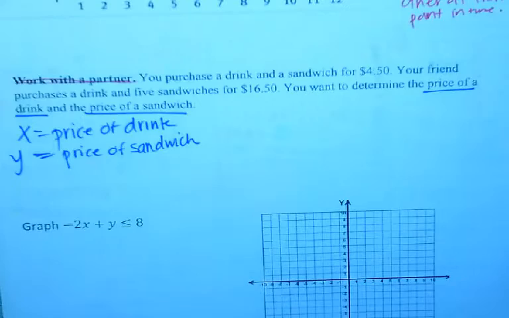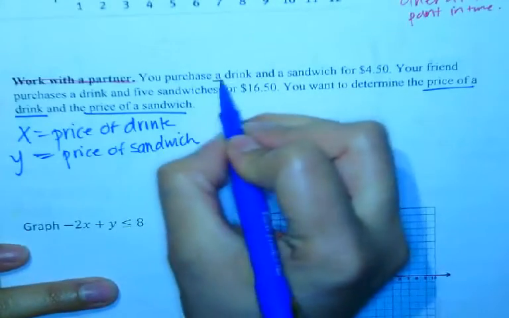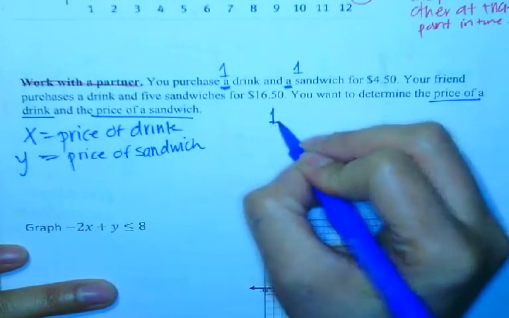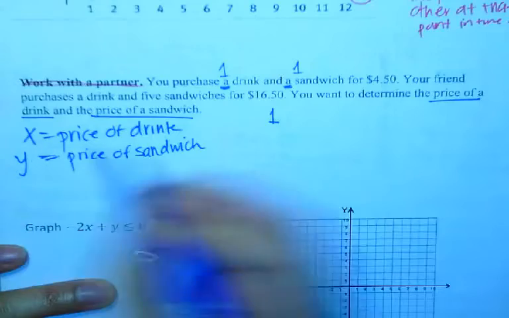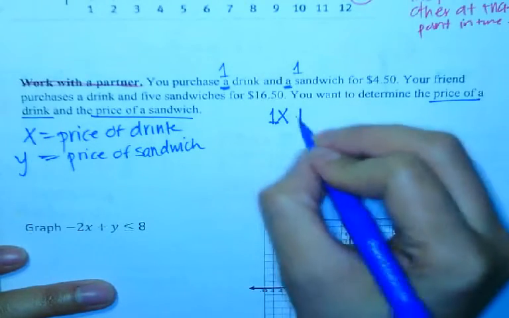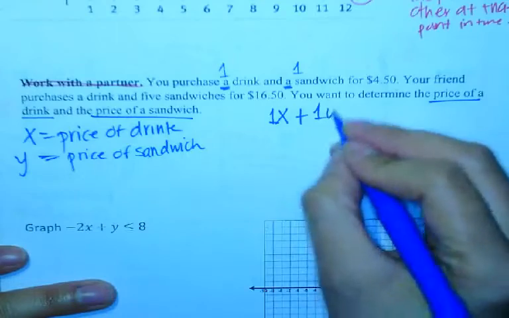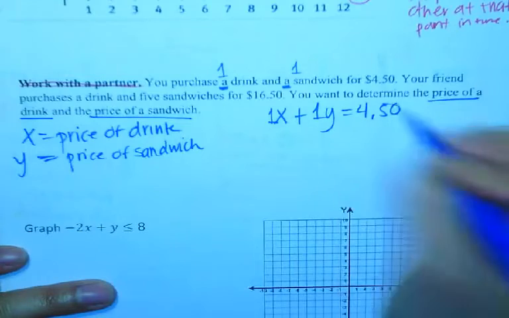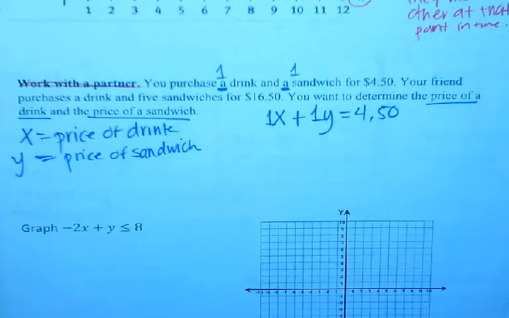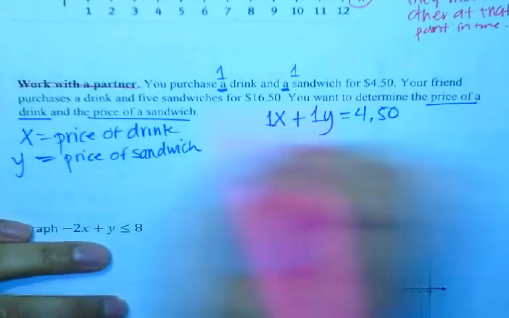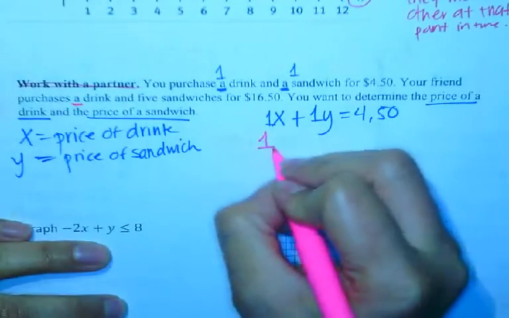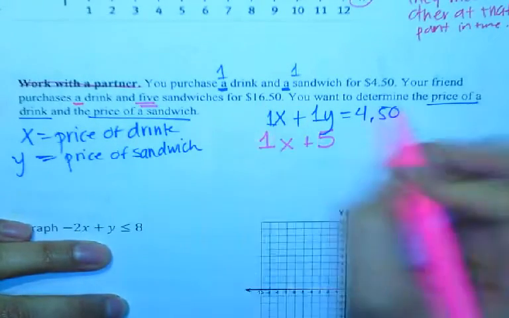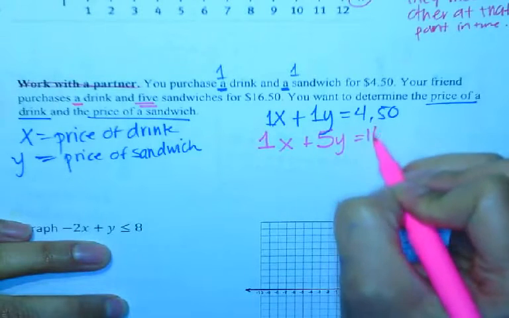Okay? So here, purchase a drink and a sandwich. That means you purchase one of each. So if I purchase one drink, I would multiply that times the price of it to know how much I paid for that. And 1 times the price of the sandwich to know how much I paid for that. And when you bought those two together, you paid $4.50. Okay? Then, this time your friend purchases a drink, so still one drink only, times the price of the drink. 5 sandwiches, so 5 of those times the price of the sandwich. And this time it was $16.50.